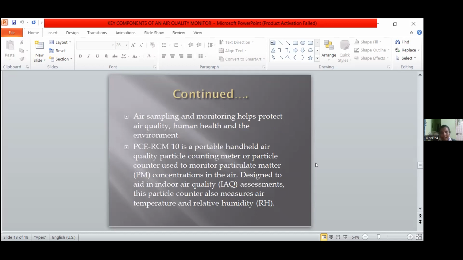And the PCE RCM 10 is a portable handheld air quality particulate counter meter, or particle counter, used to monitor particulate matter, or PM, concentrations in the air. It can measure or sample particulate matter. Actually, particulate matter is even thinner than our air. We cannot see how much thinner it is. It is actually 1340 times thinner than the actual air, and that can be sampled by the PCE RCM 10. That is the specialty of this.